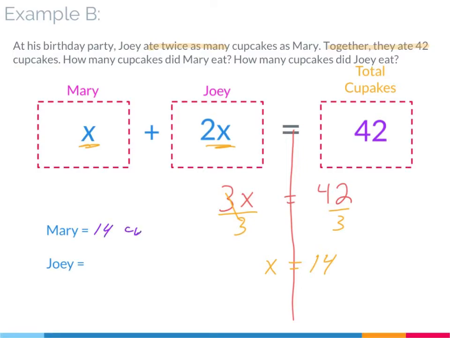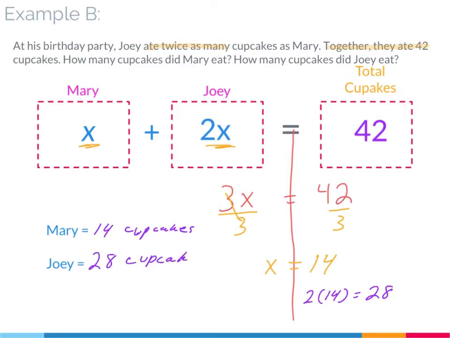But that doesn't tell me how many cupcakes Joey ate. So what I need to do is take what Joey had, the 2x, and figure out how many cupcakes that's going to be. Since I know now that x is 14, I can take 2 times the 14 cupcakes that I figured out. When I do that, I get 28. So that's how many cupcakes Joey ate. Joey ate 28 cupcakes.